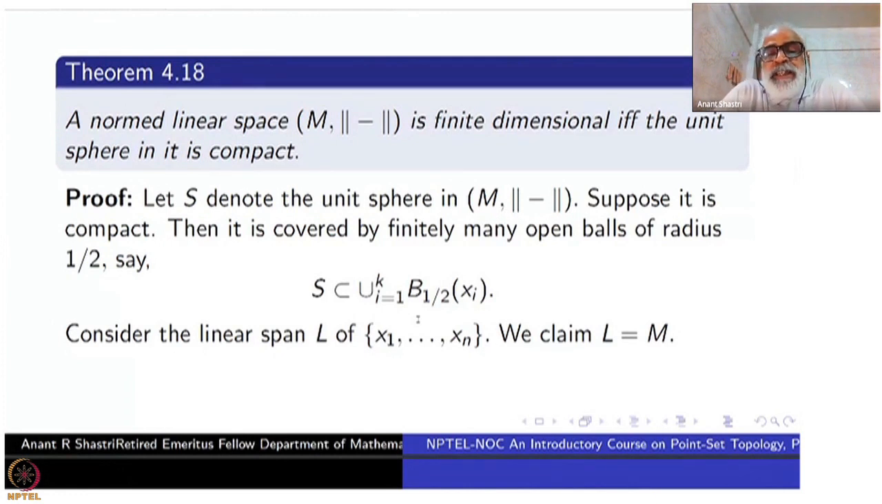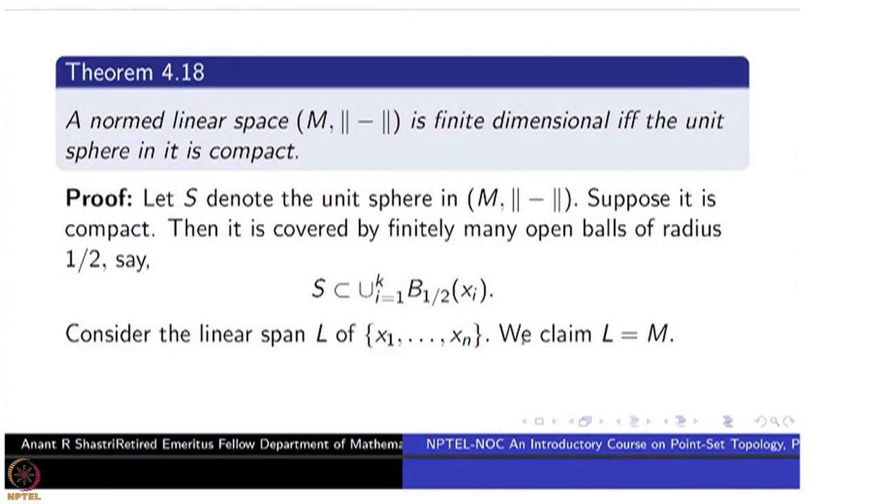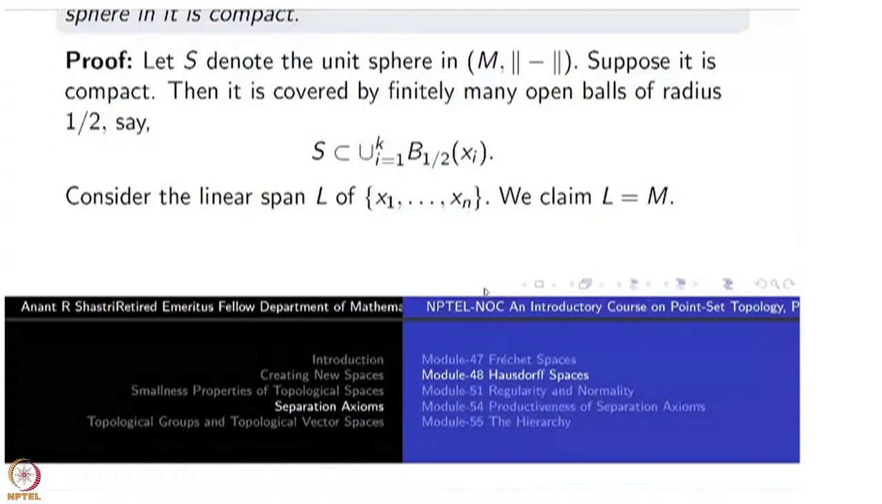So this is a linear subspace of M. We want to claim that L is equal to M. If we prove this, then it follows that M is finite dimensional. The dimension may be equal to k or less, because these may not be independent. They span L, so the dimension will be less than or equal to k. So why is L equal to M? The proof here is a very important step. I won't have much time to spend on that one, but in functional analysis they do it much more elaborately.